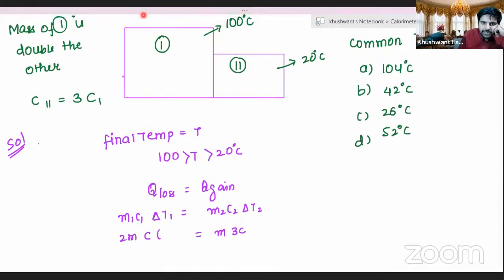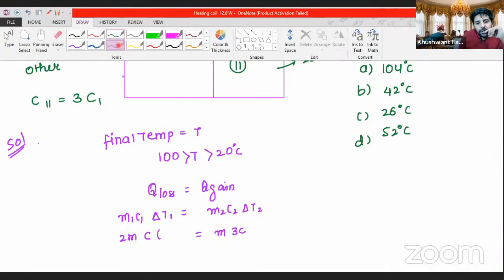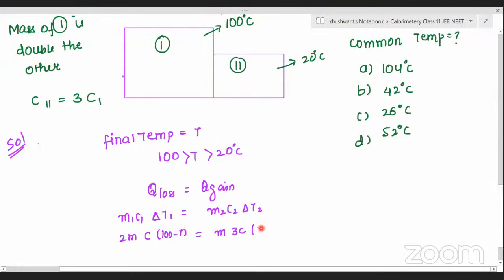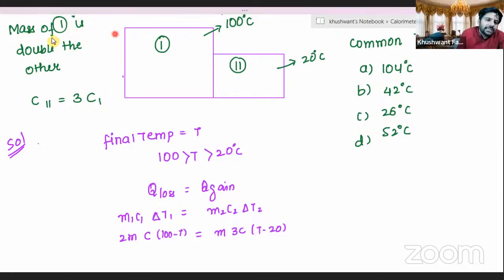Let's substitute that also. So we will have 100 minus T. Then on the other side, what will it be? Tell me. It will be T minus 20. Why? Because T is greater than 20. Simple. Let's make the respective calculations on both sides.